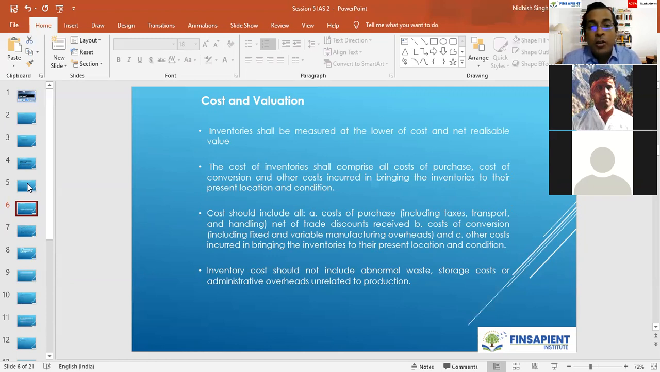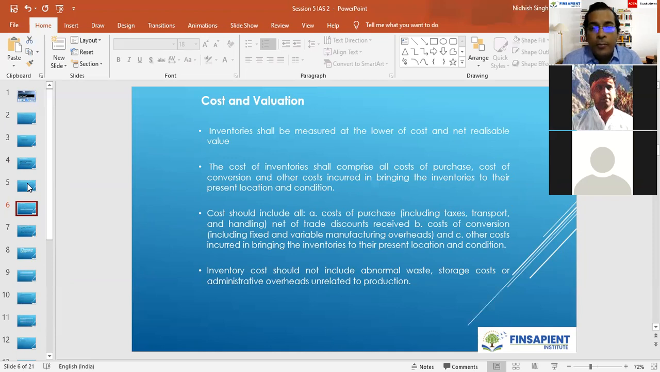So the cost of purchase, cost of conversion, like making the inventory or any such item ready to be used, and other cost incurred in bringing the inventory to their present location and condition. So transportation cost will be capitalized for inventory. Cost should also include A, cost of purchase, including tax, transport, and handling, net of trade discount received.